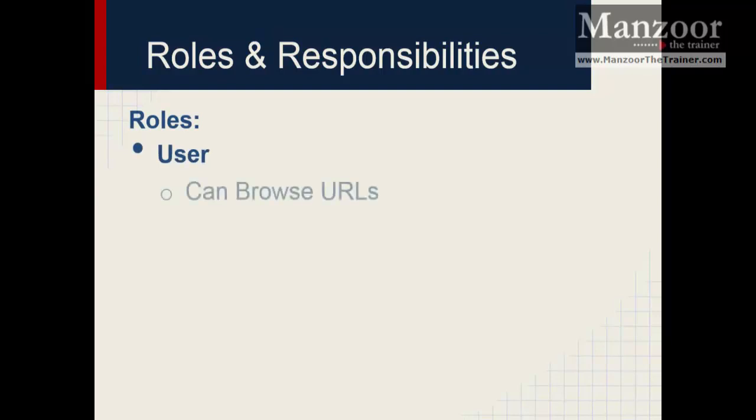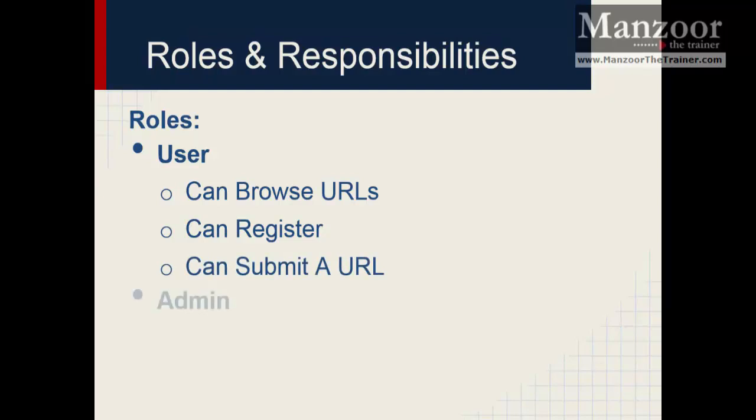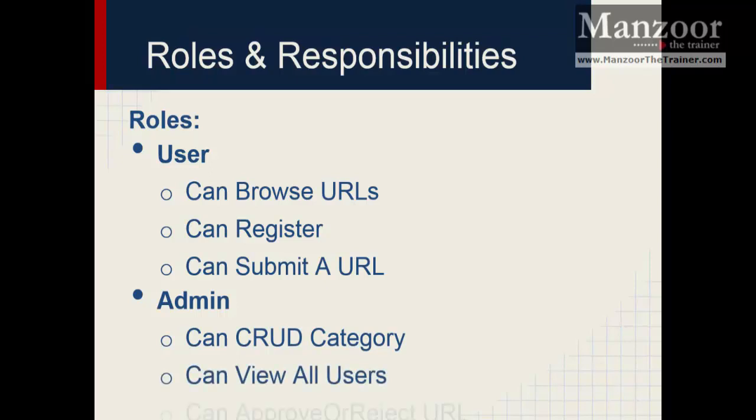So we had the roles, that is user can browse URL, and we are trying to understand the requirements, or look at the requirements once again. A normal user can register, can submit a URL, whereas admin can create, update, read and delete categories, view all the users, and can approve or reject URLs. Now keeping all this in mind, say we have designed a prototype, or you can say UI, user interface prototype.